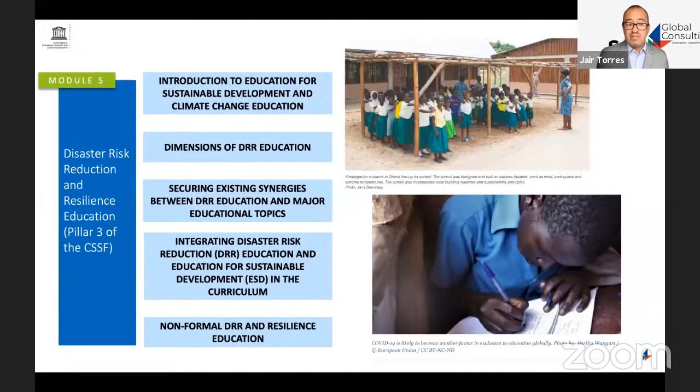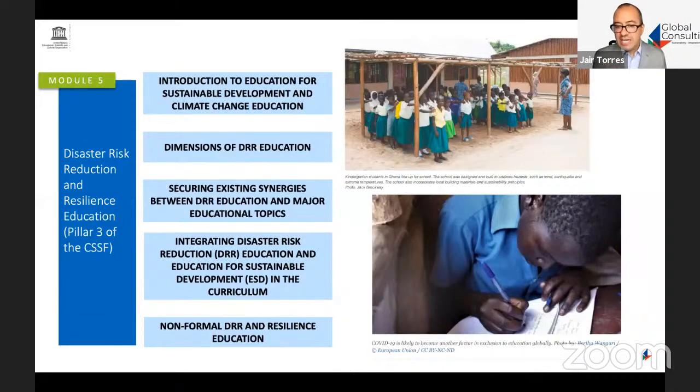Then we're going to be discussing the different dimensions of disaster risk reduction education, securing the synergies between the education and major educational topics, as I was mentioning, adaptation, sustainability, peace education. Then we're going to have a module 5.4 where we're going to be discussing how to integrate disaster risk reduction into the curricula. So we're going to be talking about the different phases in order to allow the integration and the different approaches that we have in order to do the integration of DRR into the curricula. And we're going to finish this module discussing non-formal disaster risk reduction and resilience education.